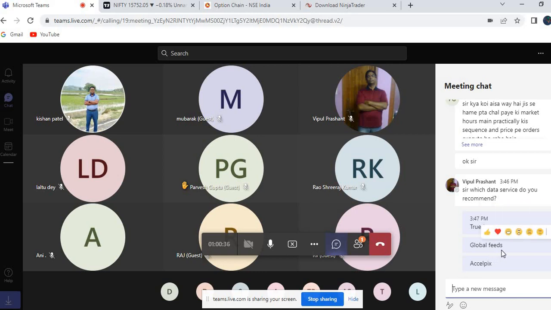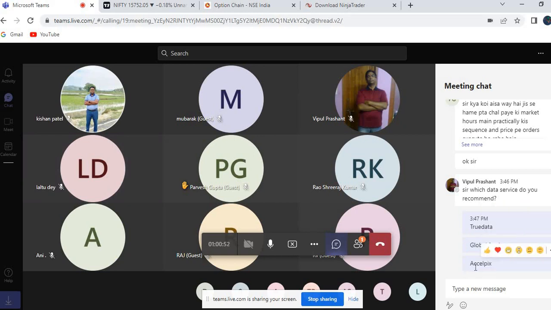True Data is good, it is reliable. Global Feeds has the same thing. It is highly reliable, but the thing is, it's a bit expensive. Like if you get it here for 2,000, the same thing will be here for 3,500. So I will use True Data.